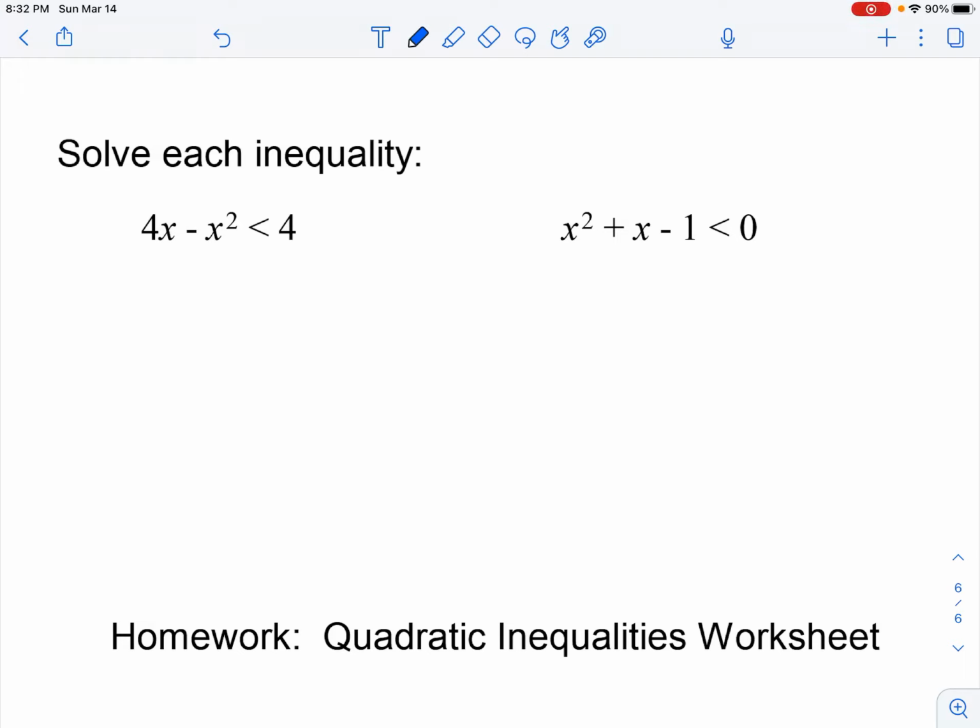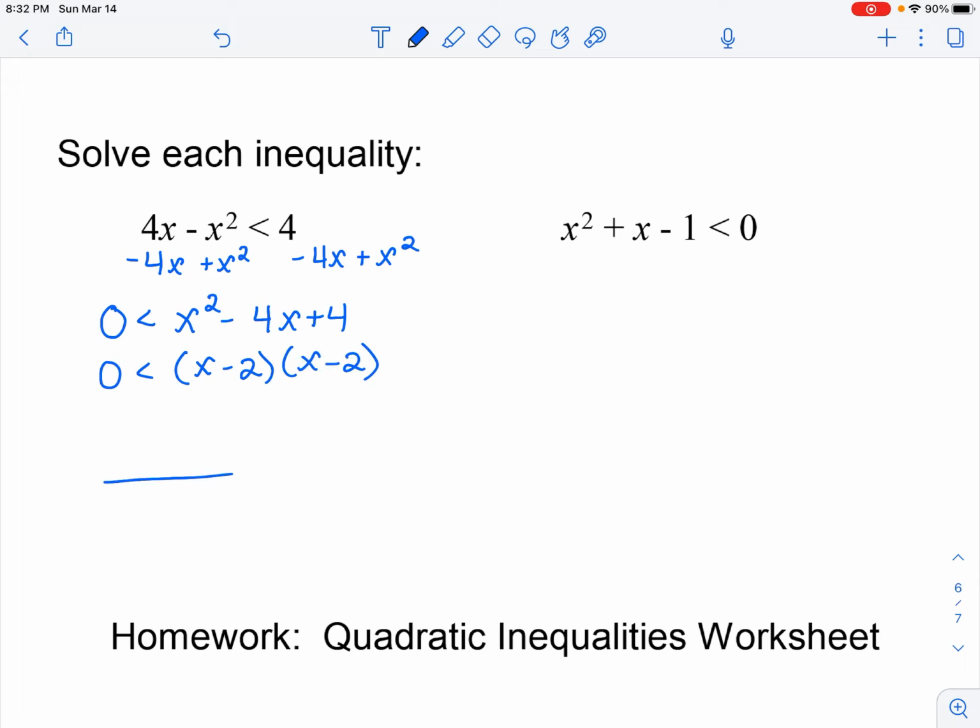Alrighty, so we have two inequalities left to solve, so let's take a look at each of these. Now, normally I would go through and make sure that I have a positive x squared, so I'm actually going to subtract over the 4x and add the x squared. So I get 0 is less than x squared minus 4x plus 4. And that can be factored into x minus 2 and x minus 2.